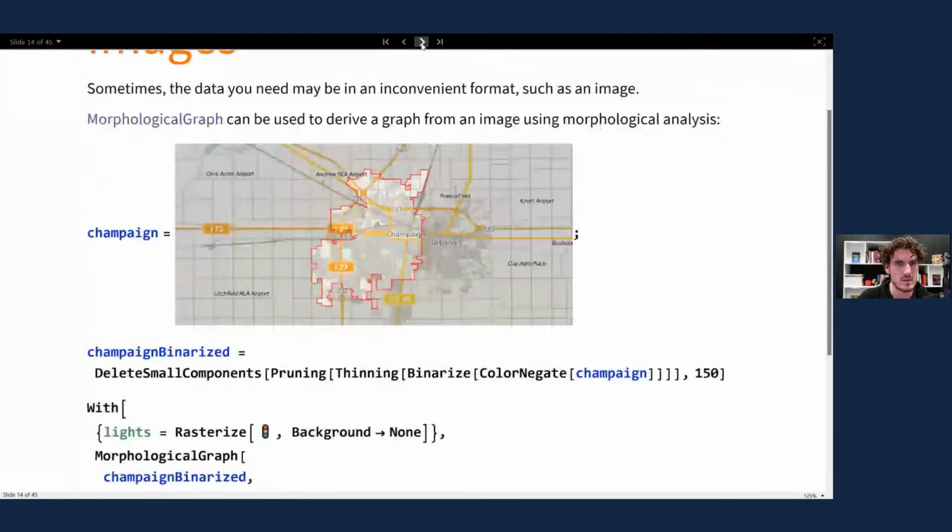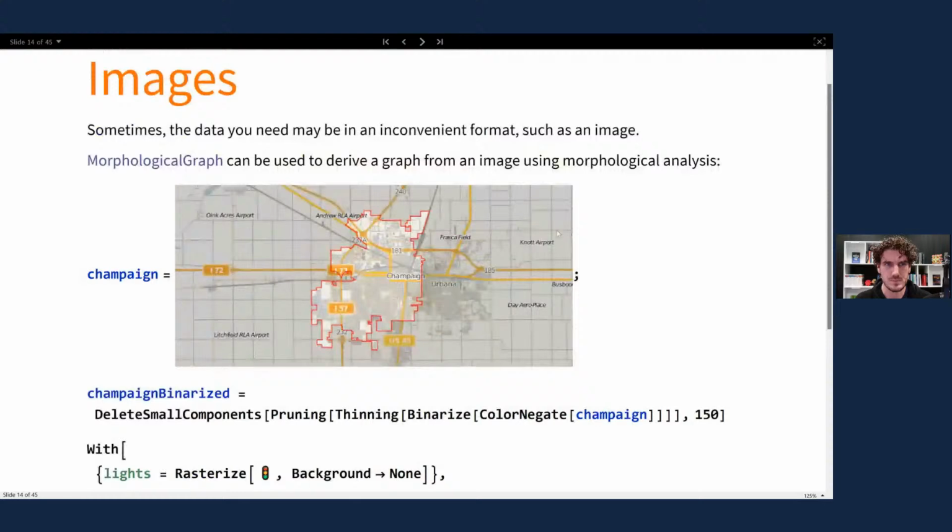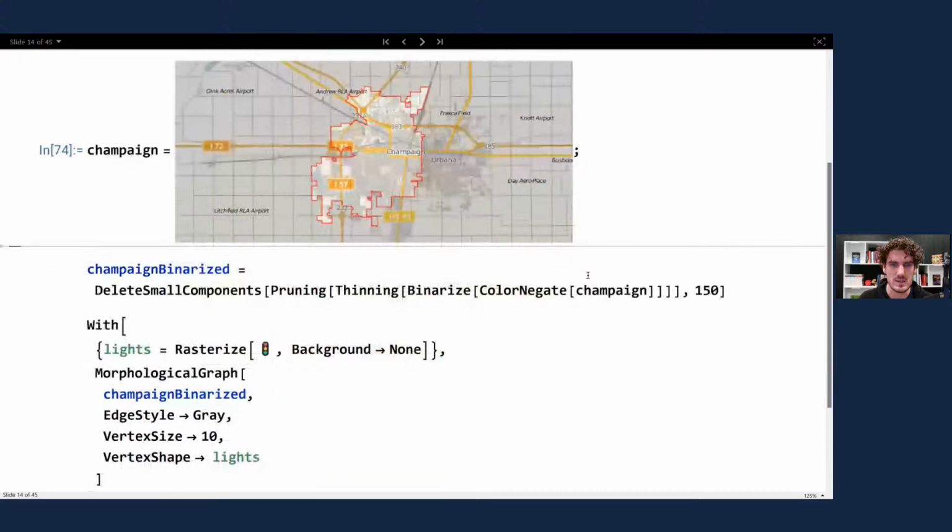Okay, this is quite a cool example, using this function morphological graph. Here we're getting very high level in terms of our functions and our declarative statements, saying I want the morphological graph of. There'll be lots going on under the hood here. But what we do is we take an image and prep it by using these functions: pruning, thinning, binarizing, color negating, and deleting the small components of this image.